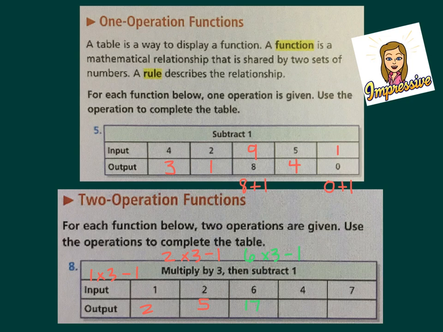All right, just a few more left to do. The next number in the table is 4. So we'll do 4 times 3 minus 1. All right, so now let's solve. 4 times 3 is 12. Minus 1 is 11. So that would be the output. And the last number in the table is a 7. So we would set it up as 7 times 3 minus 1. 7 times 3 is 21. Minus 1 is 20.